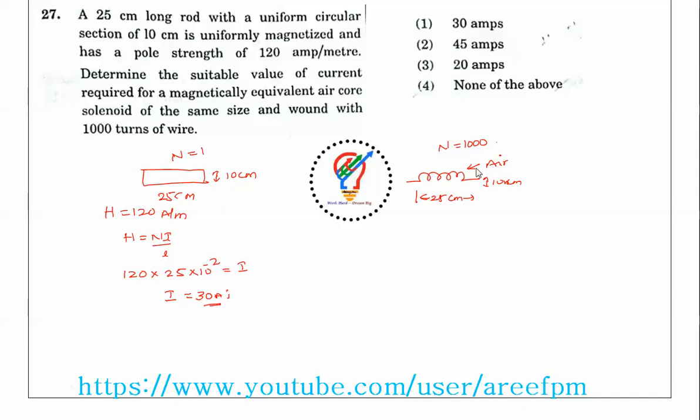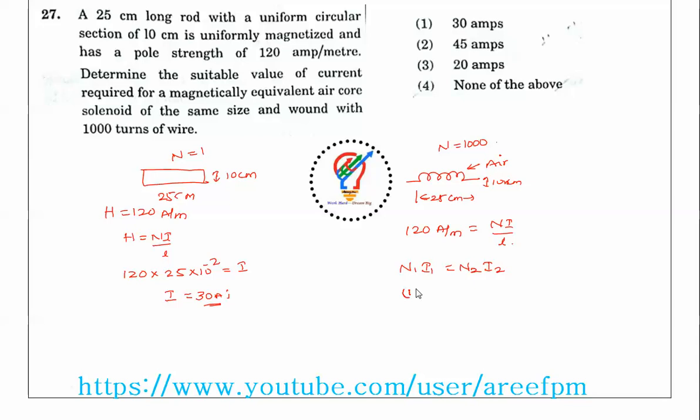But they have given that the number of turns is 1000. So for the same magnetic field strength, I will take H as 120 amperes per meter, equal to N I by L here, right? So from this relationship, for the same length, we can write it as N1 I1 is equal to N2 I2.